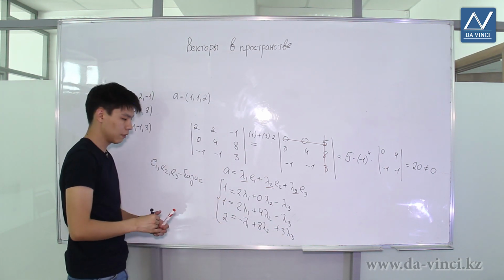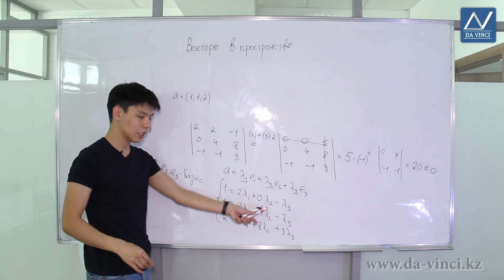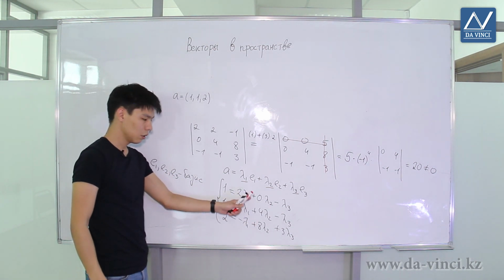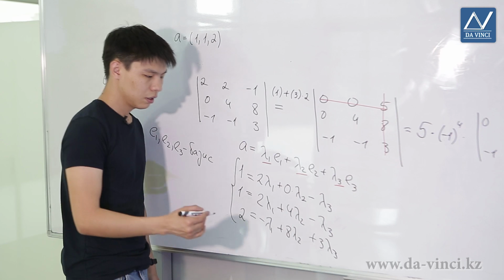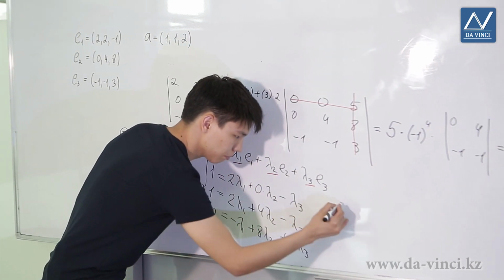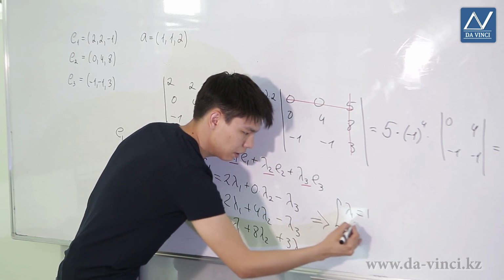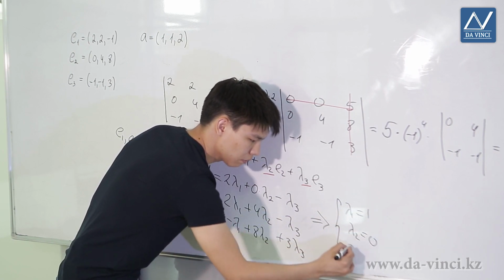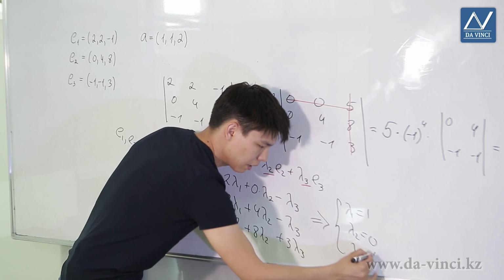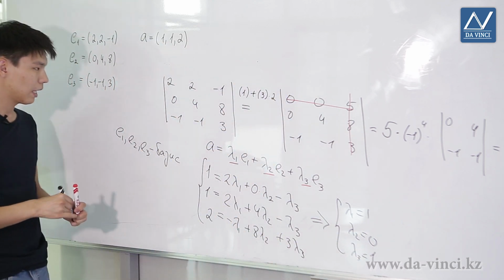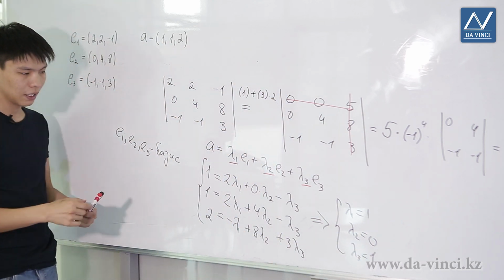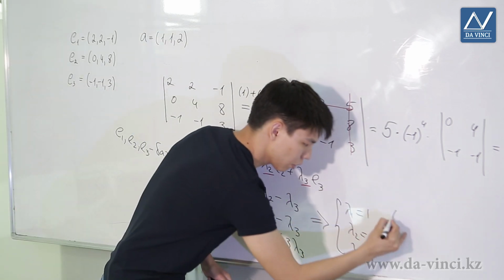We got a system of linear equations for lambda 1, lambda 2, lambda 3. We need to solve this system by any known method. If we solve it correctly, then we get lambda 1 equals 1, lambda 2 equals 0, lambda 3 equals 1. That is, the coordinates of the vector A in the basis e1, e2, e3 will be 1, 0, 1.